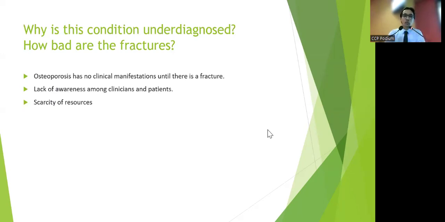So why is this common condition so underdiagnosed? There are several factors. One, it is usually clinically silent unless there is a fracture. Second, there is a lack of awareness among the general public and clinicians alike. Of course, I agree that osteoporosis is no longer a mysterious illness. We know quite a lot about it, but still, our diagnostic and therapeutic thresholds are suboptimal. Third is the lack of resources. We simply do not have the facilities to diagnose osteoporosis.